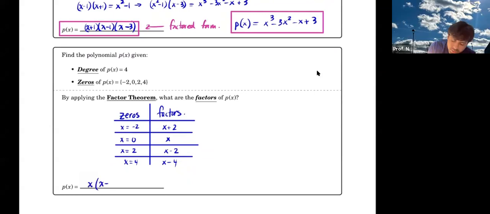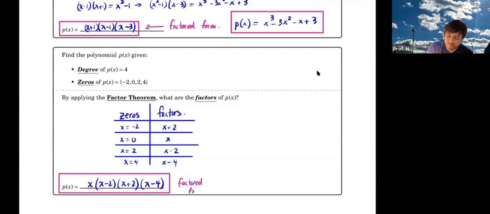X times x minus 2 times x plus 2 times x minus 4. That's my polynomial. And I can leave it this way because this is a factored form. If you want to write it in the longer way, then you can multiply everything out. But I'm just going to leave it in factored form due to time. Does everybody see that? Does this make sense so far, guys? The whole zeros, factors, factors, zeros, zeros, factors.